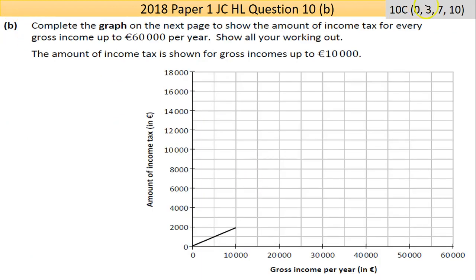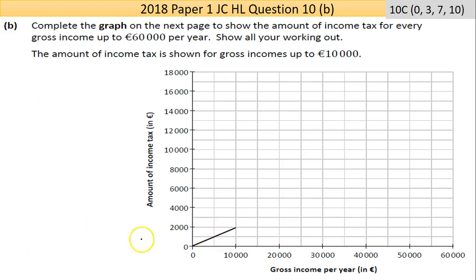Now part B here, it's 10 marks. Complete the graph on the next page. I have it screen printed here to show the amount of income tax for every gross income up to 60,000 per year. Show all your workings out. So the amount of tax is shown for gross incomes up to 10,000. See here you have your x-axis going up in tens of thousands, and you have your amount of income tax here going up in 2,000s. So if you earn 10,000, you pay 2,000 tax.